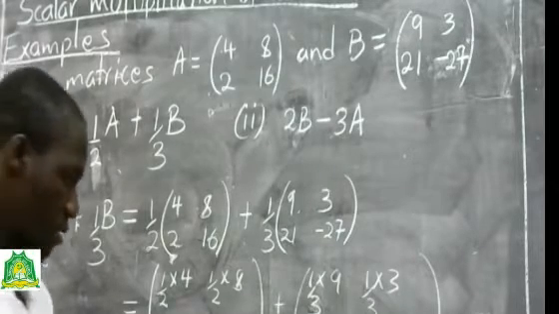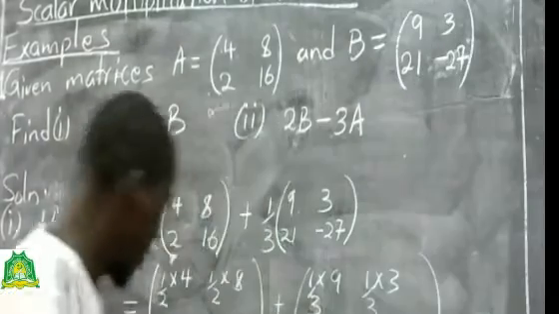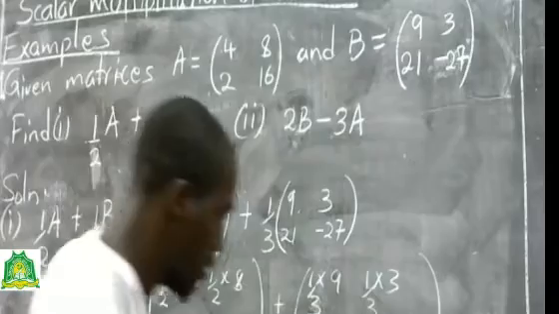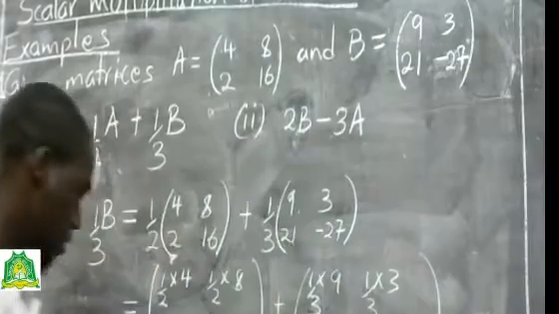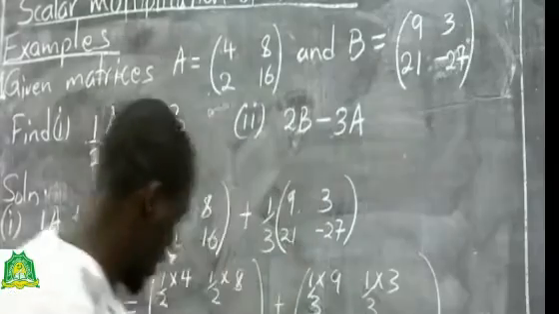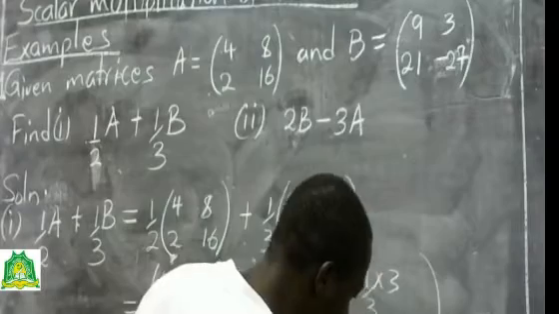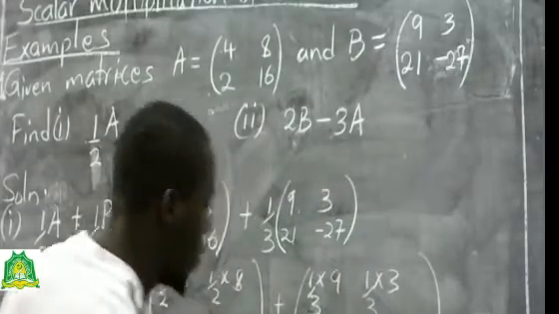So 2 plus the 3, that one when I add I get a 5. Then 4 plus a 1, I also get a 5. Then 1 plus 7, that one I get 8. Then 8 plus negative 9, that one I get a negative 1.